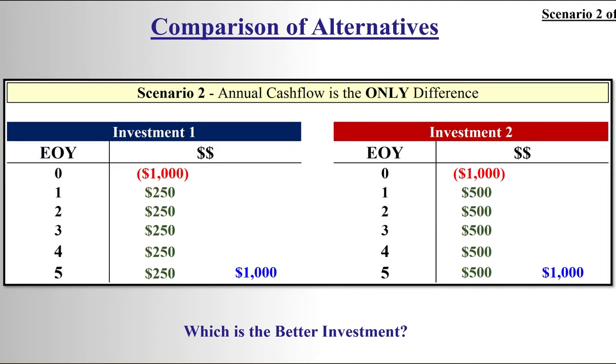For scenario 2, as you can observe, the initial investment is the same, the sales proceeds are the same, and the number of years of holding are the same. The only thing that's different are the annual cash flows. One investment gets $250 per year. The other investment gets $500 per year. Which is the better investment?